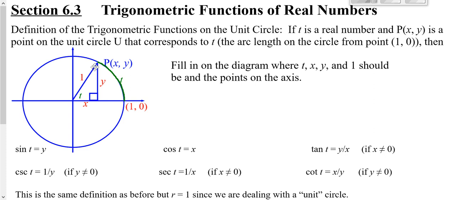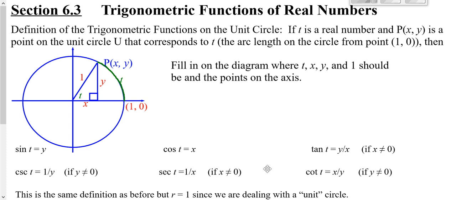Sine is referred to as your y value, because if you do your opposite of y over your hypotenuse of 1, you get y over 1, which is y. Cosine of your angle is adjacent of x over your hypotenuse, which is 1, so x over 1. Tangent is still y over x. It's y opposite over your adjacent. Then we still have those 3 reciprocal functions.